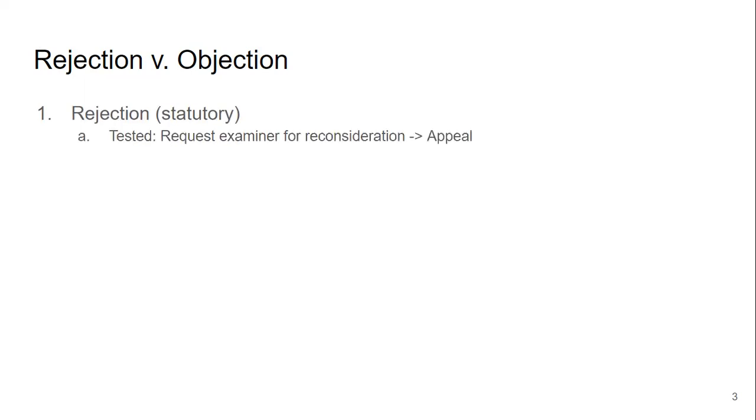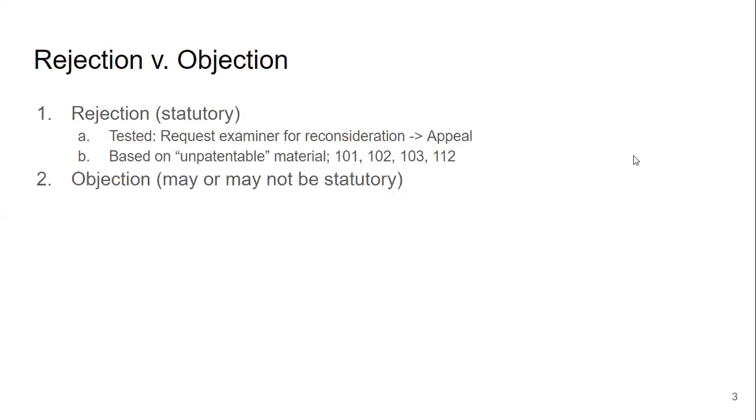All right, so rejection versus objection. Rejection is a lot of times statutory. It can be non-statutory, but it's almost always statutory. The way that you test it is you request the examiner for reconsideration, and then if that doesn't work, you go to an appeal. When we're saying tested, we're just saying protesting whatever that rejection is. And it's based on unpatentable materials, that's 101, 102, 103, and 112, so anything defined under there as being unpatentable.